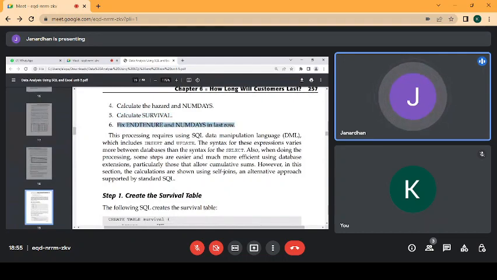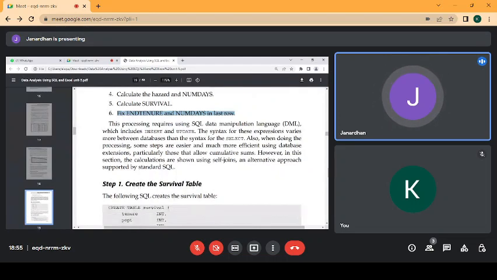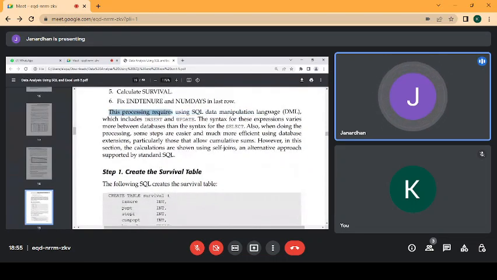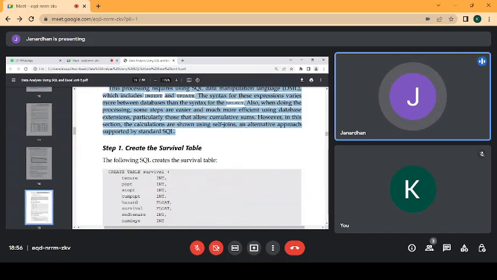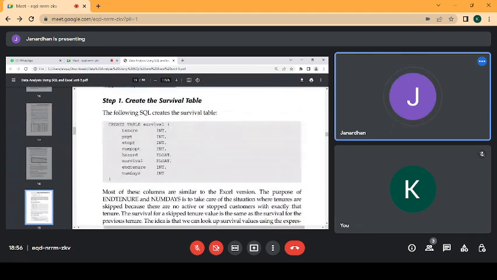This processing requires using SQL data manipulation language (DML), which includes insert and update. The syntax for these expressions varies more between databases than the syntax for select. Also, when doing the processing, some steps are easier and much more efficient using database extensions, particularly those that allow cumulative sums. However, in this section, the calculations are shown using self joins, an alternative approach supported by standard SQL.